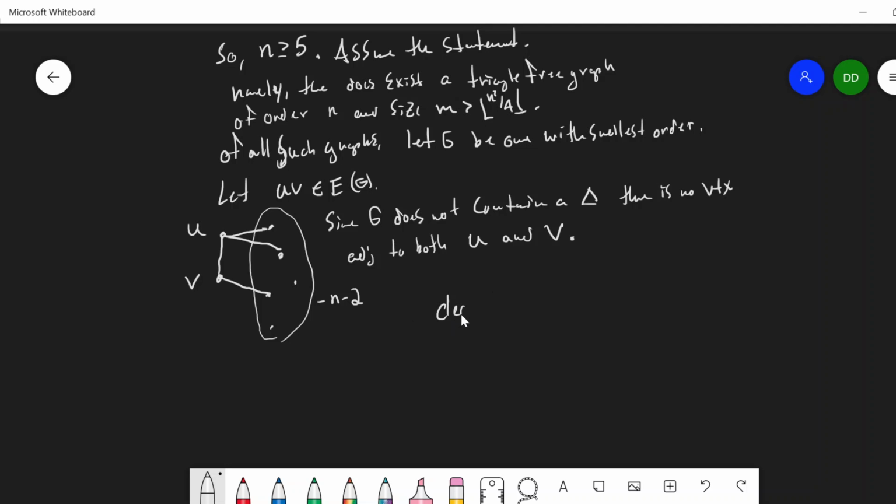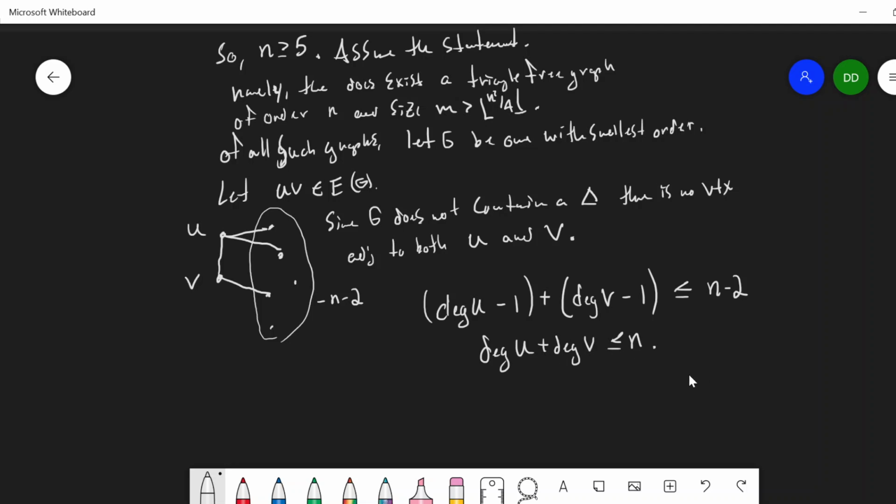So if I take the degree of u minus 1, so just the vertices over here that u is adjacent to, add that to just the vertices over there that v is adjacent to, then I can't get more than n minus 2, right? Because there's only n minus 2 vertices over there. And so I'm doing some arithmetic here. I'd get degree of u plus degree of v minus 2, less than or equal to n minus 2. Add 2 to both sides. I'll see that degree of u plus degree of v is at most n.